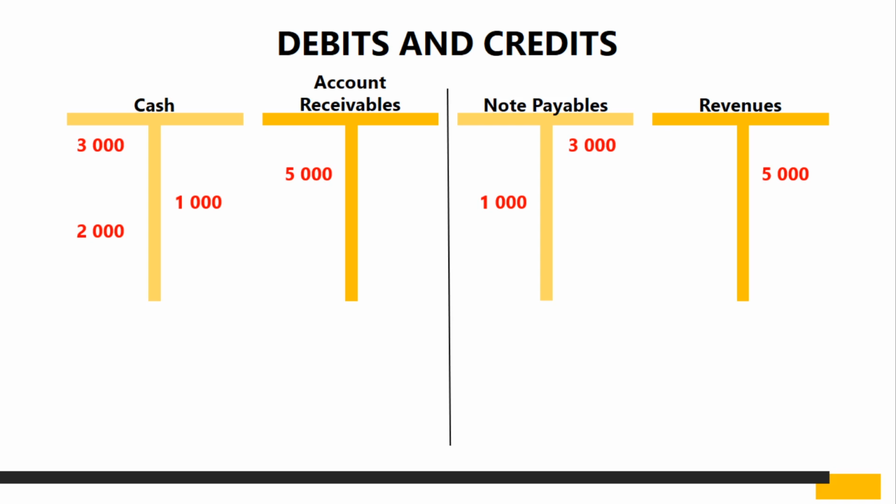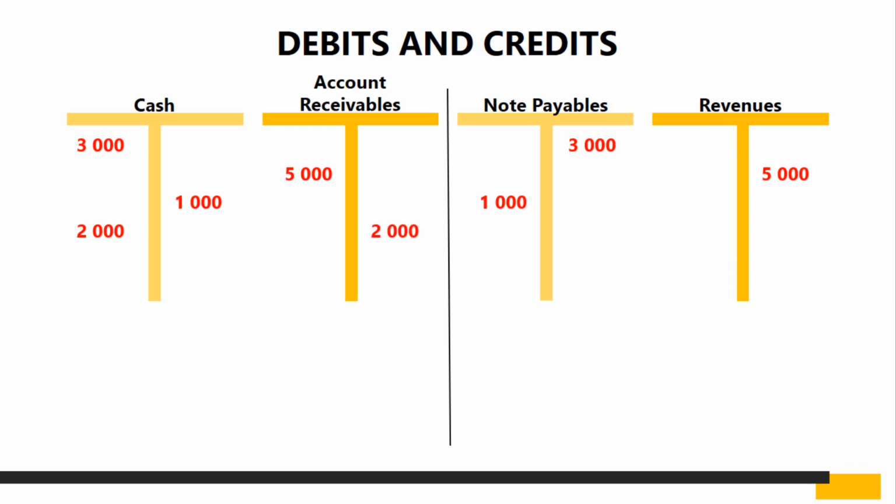Now what other accounts are affected? My account receivables is going to be reduced because I collected some of that. When an asset goes down, that's a credit. I am gonna credit account receivable for 2,000 rands, on the right hand side.